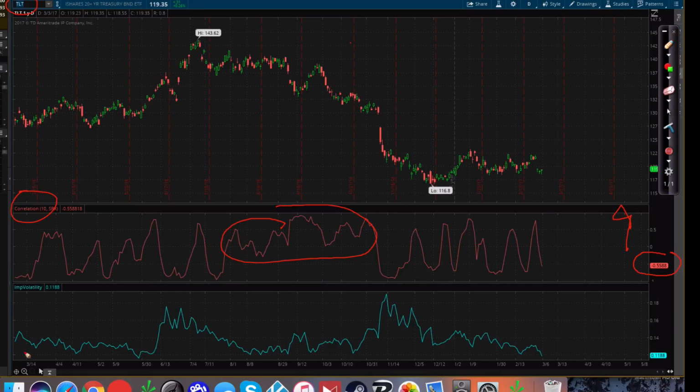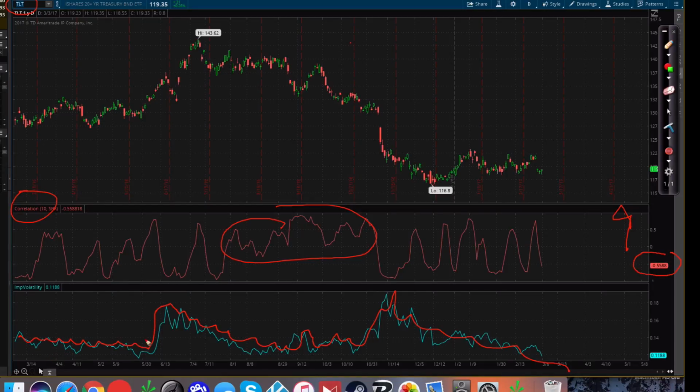Let's look at implied volatility. So what's happening here is pretty solid, and then it spikes up, and then it drifts down, spike, drift down, spike, drift down. This is what we call a mean reverting property of implied volatility.